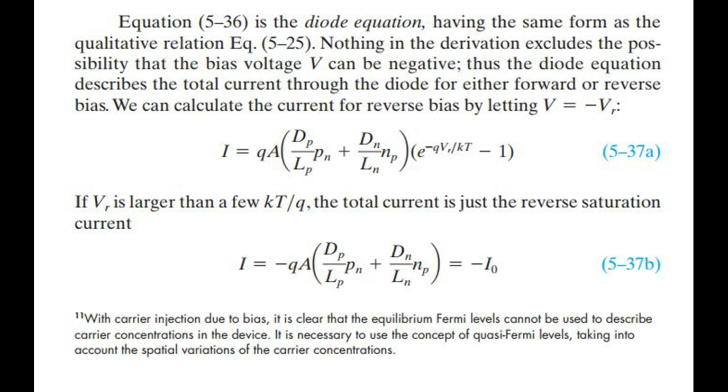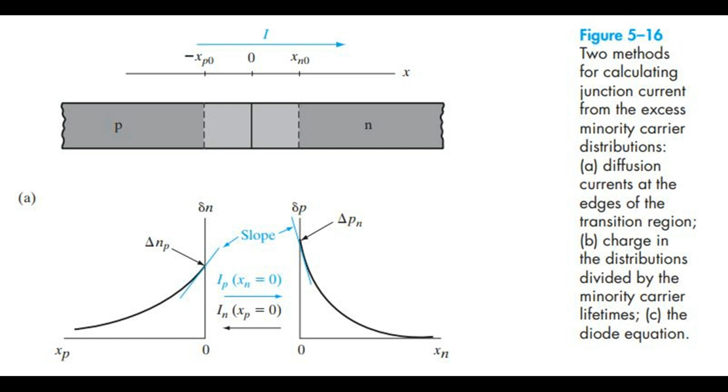Figure 5.16. Two methods for calculating junction current from the excess minority carrier distributions: A, diffusion currents at the edges of the transition region; B, charge in the distributions divided by the minority carrier lifetimes; C, the diode equation.